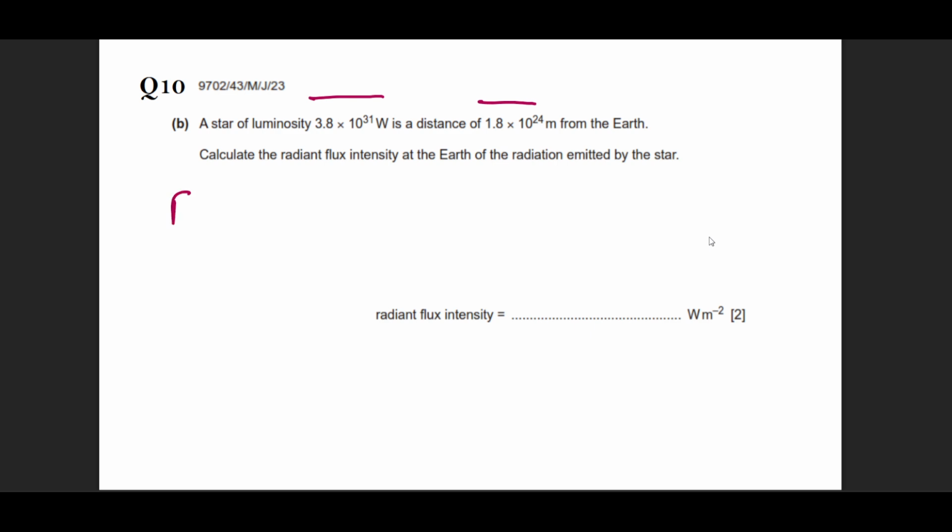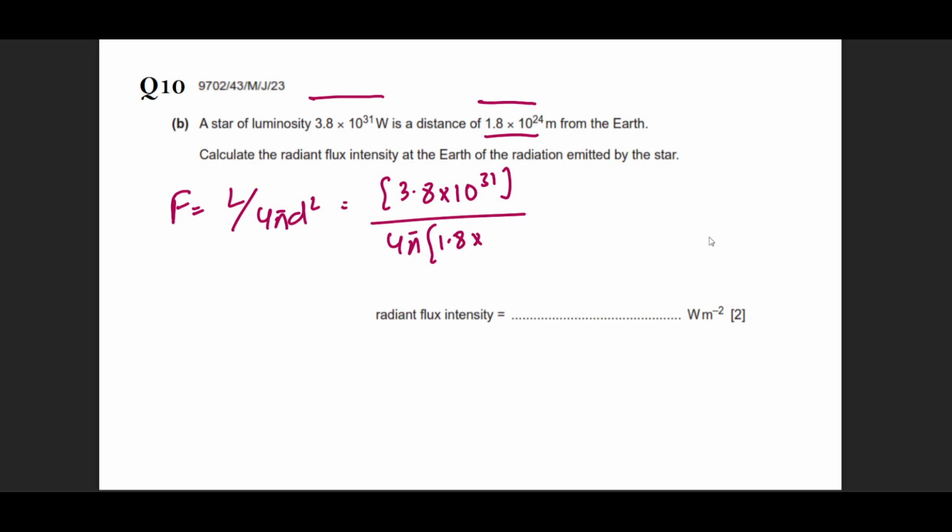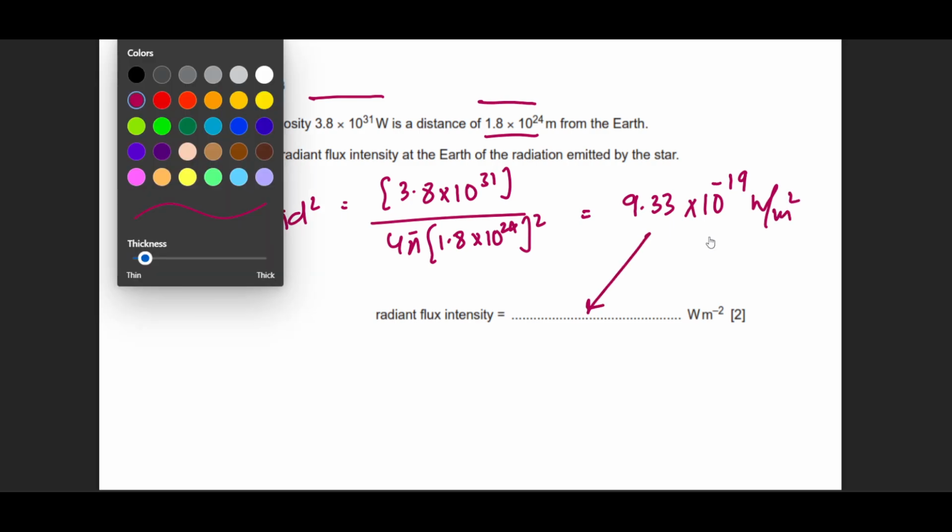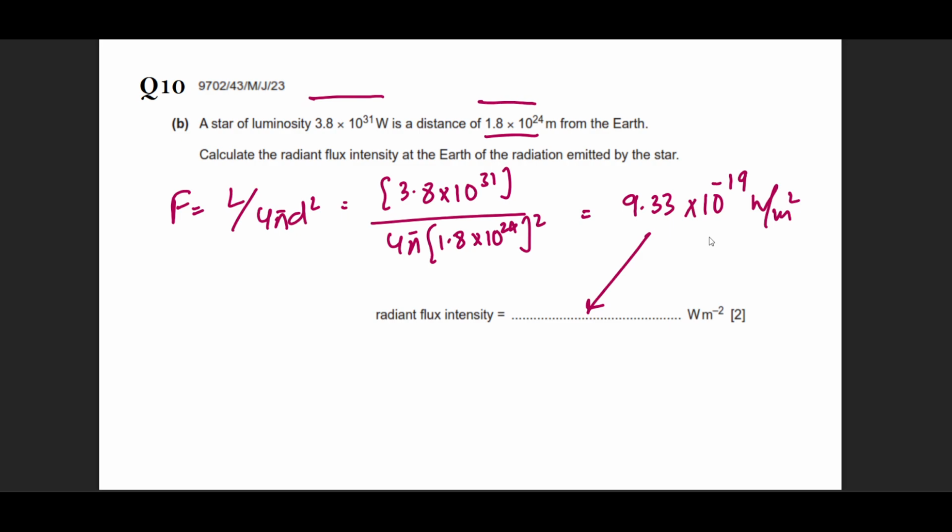So the radiant flux density was F equals L divided by 4 pi d squared. You can see that the questions are very straightforward, nothing too difficult. So this is 3.8 into 10 raised to power 31 divided by 4 pi, and d is being squared. So this is going to be 1.8 into 10 raised to power 24. Please don't forget to take the square over here. This value is going to be 9.33 into 10 raised to power minus 19 watts per meter squared. And you can write this value over here up to two significant figures. Okay, I hope that we understand this topic.